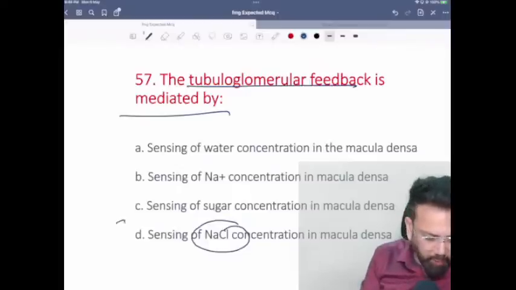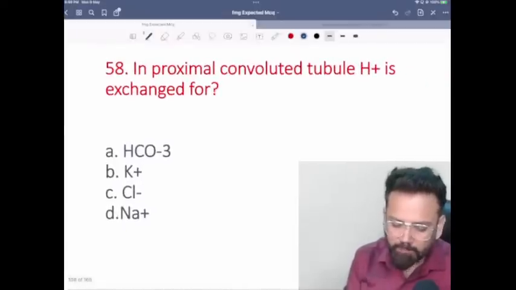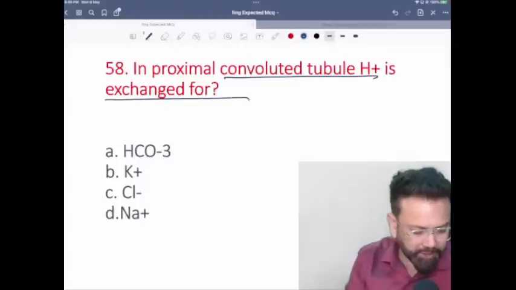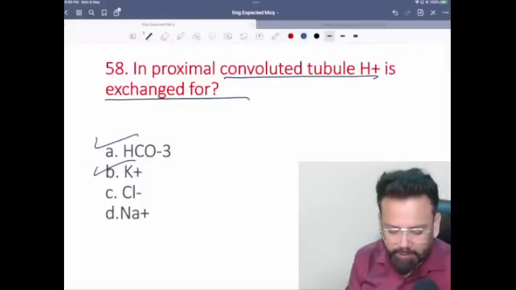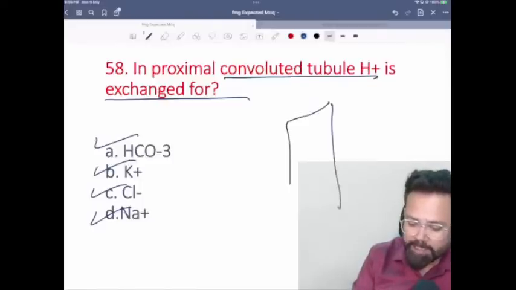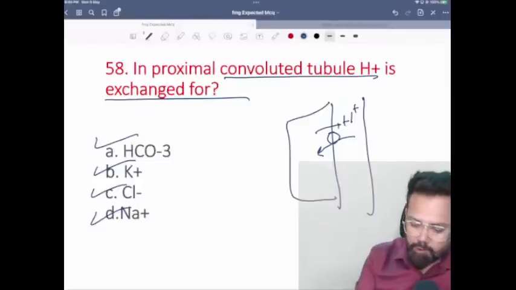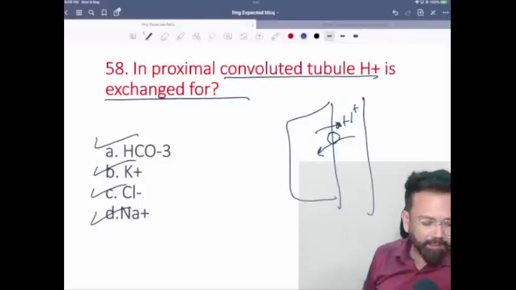Yes, very good. Sensing of sodium chloride, both. In the proximal tubule, H plus is exchanged for bicarbonate, potassium, chloride or sodium. Proton is exchanged for what? What is coming in exchange of the proton? Very, very important question. You know, protons are secreted in the PCT. Protons are, of course, secreted in the PCT in exchange of what?